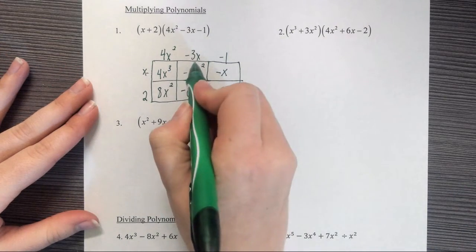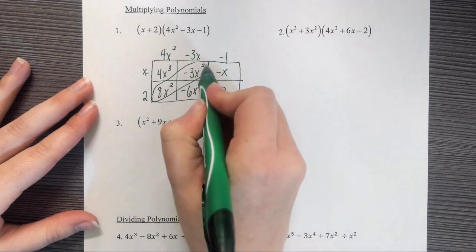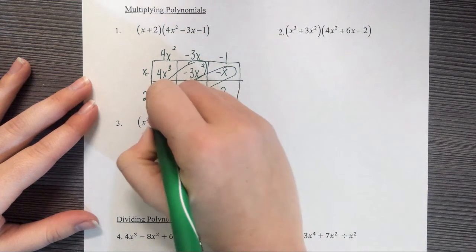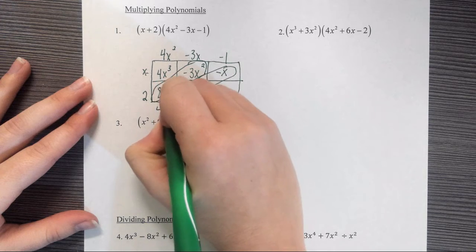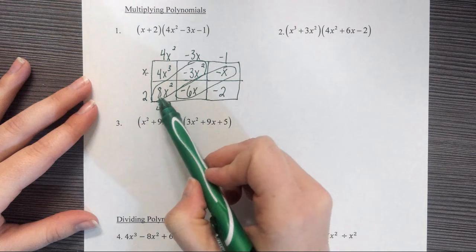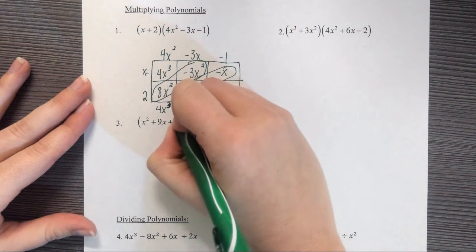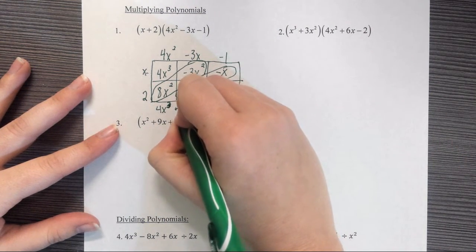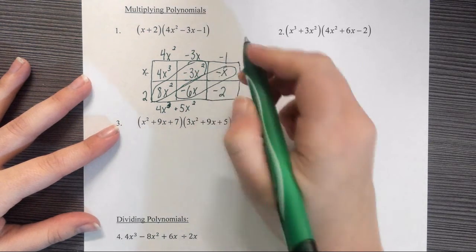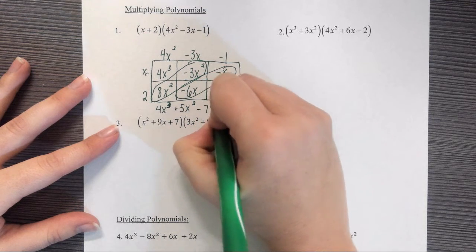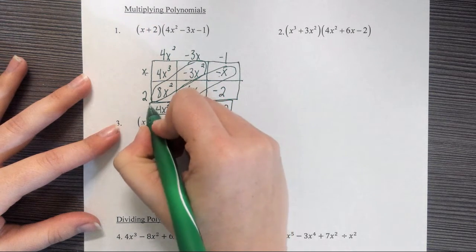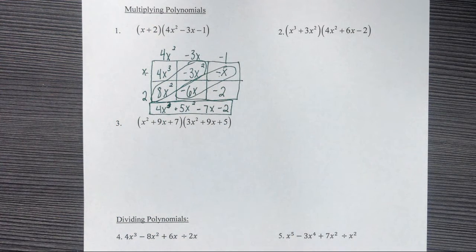Then we have to combine your like terms. If you make sure that everything is in standard form, your like terms should be in your diagonals. So my final answer should be 4x cubed, my bad, sorry, and then 8x squared minus 3x squared is going to be plus 5x squared. Negative 6x plus negative x is going to be negative 7x. And then I still have minus 2. So that should be your answer.